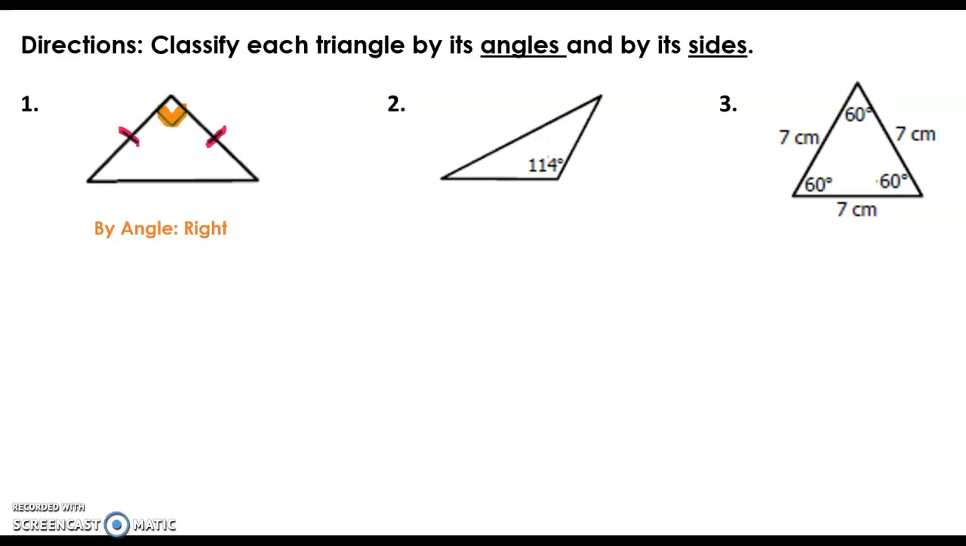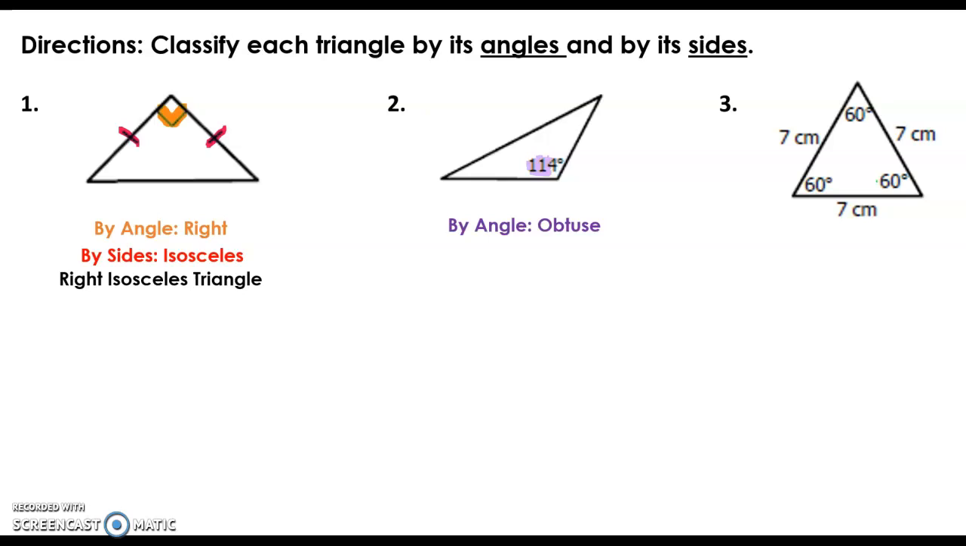Next, I see 2 little tick marks, which means that 2 sides are congruent. Whenever I have 2 sides that are congruent, each triangle with 2 sides that are congruent is isosceles. So this is a right isosceles triangle. Okay, this next one, we have an angle measurement of 114 degrees. So we know that this is greater than 90 degrees, so it's an obtuse angle. So if we were to classify by the angle, it would be obtuse triangle.